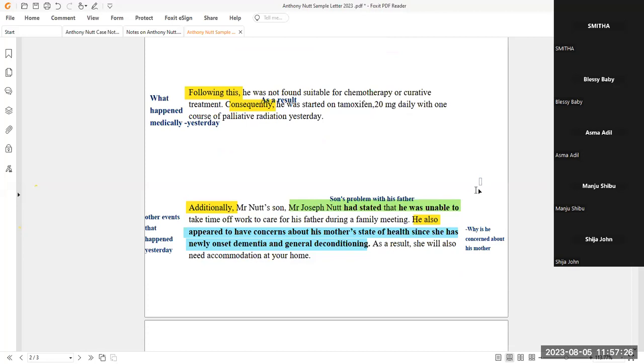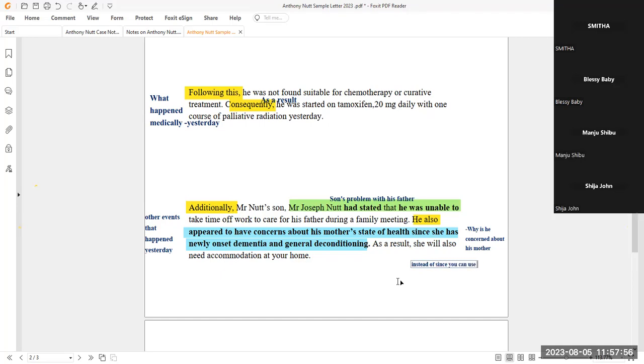All of you go through it. Mr. Nutt's son, Mr. Joseph Nutt, had stated that he was unable to take time off work to care for his father during a family meeting. Okay, he also appeared to have concern about his mother. That was yesterday, right? So concerns about his mother's state of health. Instead of since, you can use because, or therefore, whichever you feel comfortable with, or as. She has newly onset dementia and general deconditioning. As a result, she will also need accommodation at your facility.